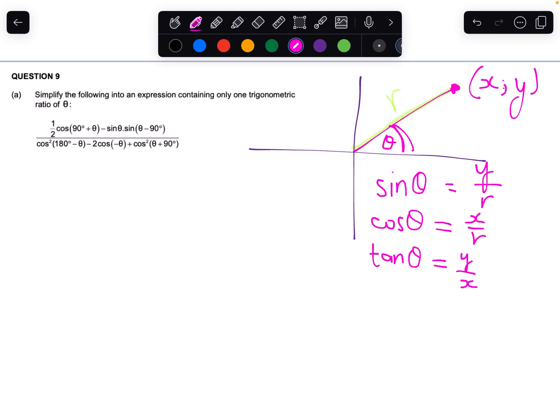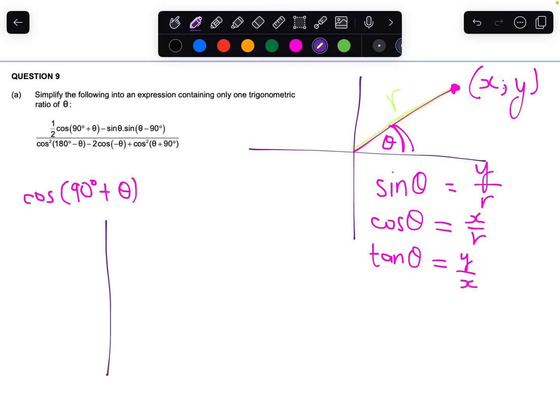Sine of theta will be y over r, cos of theta will be x over r, and tan of theta will be y over x. So that's how the ratios are defined. So for example, let's look at cos of 90 plus theta. So let's say in your exam you've frozen up, you don't remember the reduction rule for 90 plus theta.